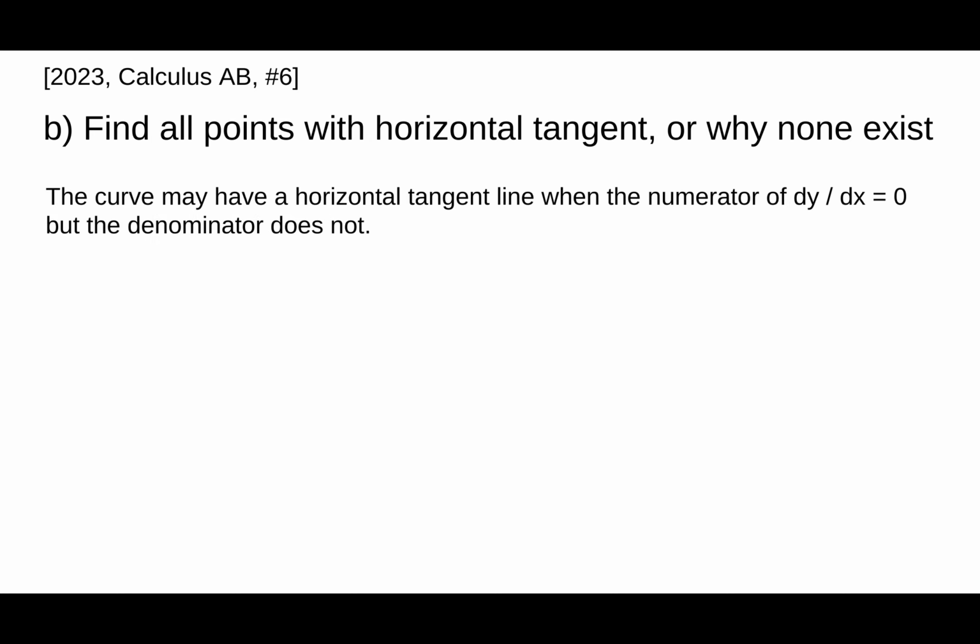In part B, we are asked to find all points on the curve with a horizontal tangent line, or to show or explain why no such points exist. Now, for an implicitly defined function like this, especially since dy/dx is a rational expression, we have to account for when the slope could be 0 versus when it might be undefined. So the curve could have a horizontal tangent line when the numerator of dy/dx is 0, but the denominator is not.